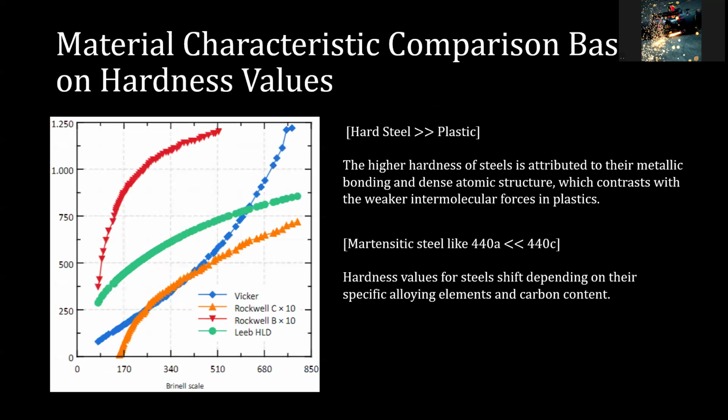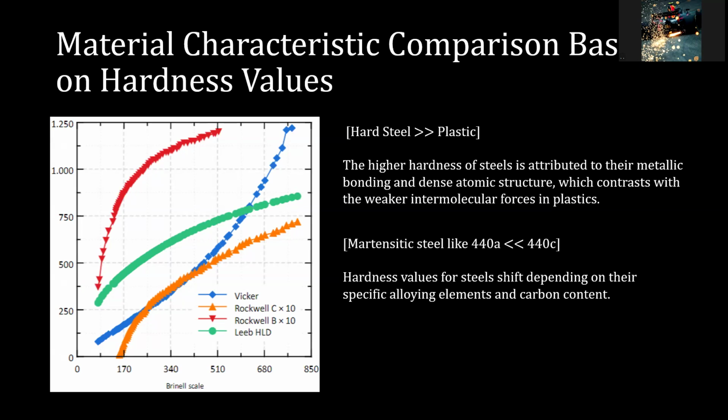And when comparing hardness values between different material groups and within the same material group, the provided graph can be used as a reference for different material groups such as hard steel and plastics. The Rockwell C scale shows that steel has significantly higher hardness values than plastic. Plastics tested using the Shore D scale have much lower hardness values due to their weaker intermolecular forces.